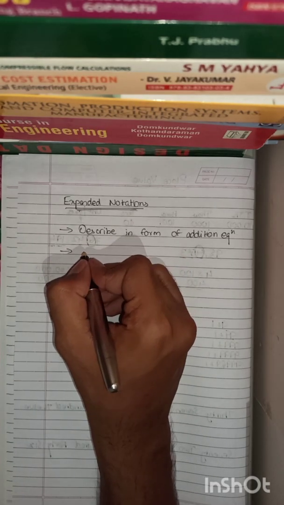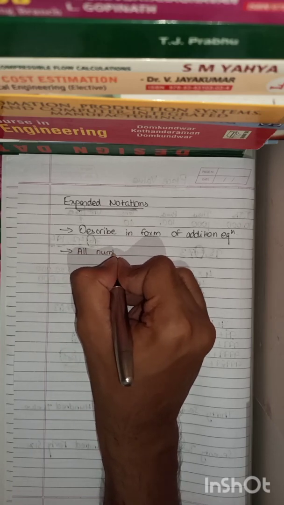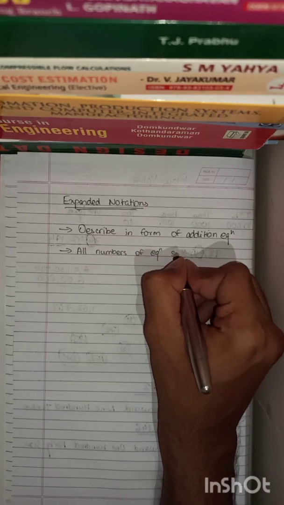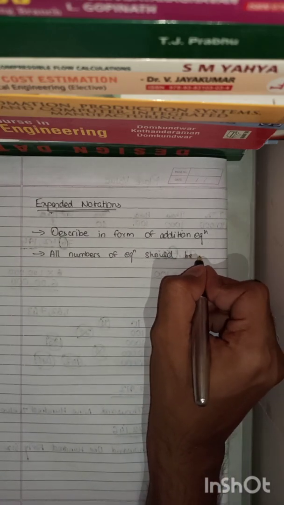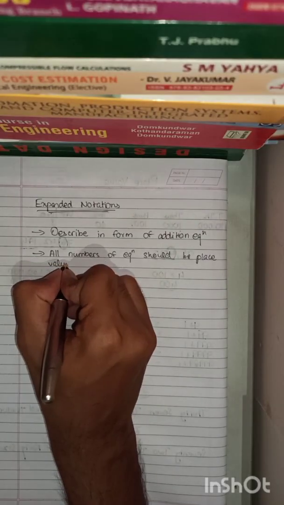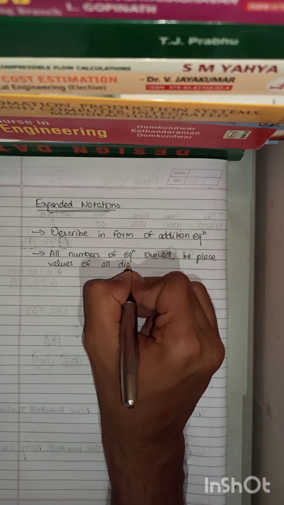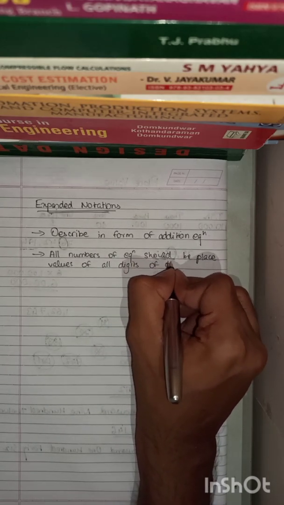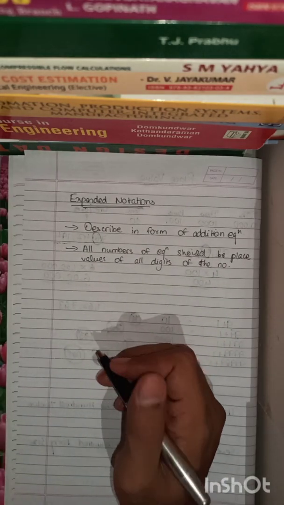Okay, so another point is, all numbers of the equation should be place values of all digits of the number. Alright, let's take an example.